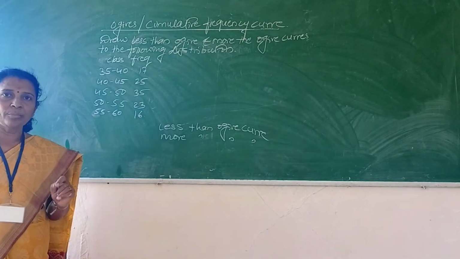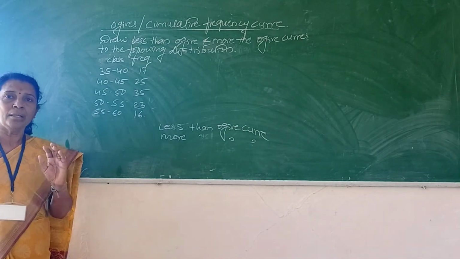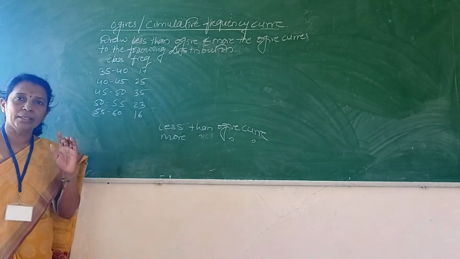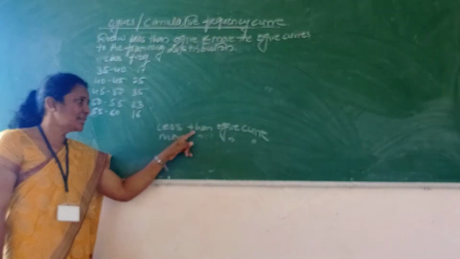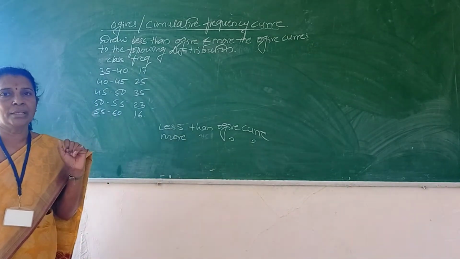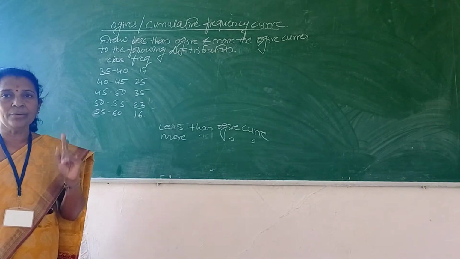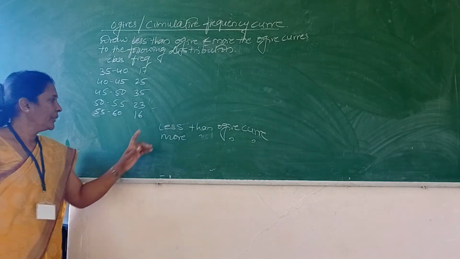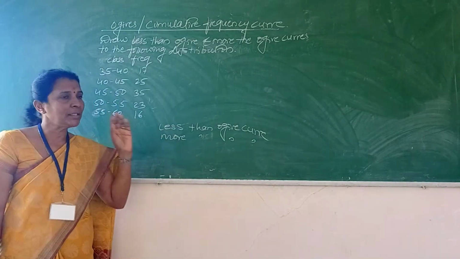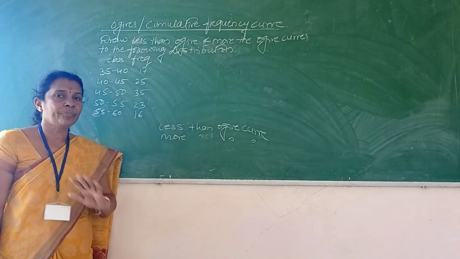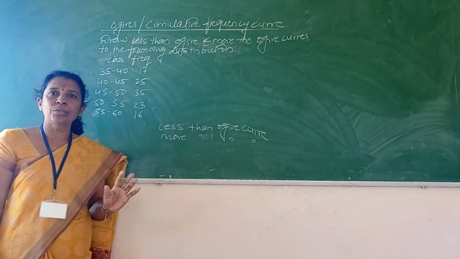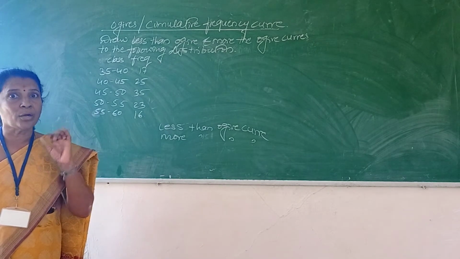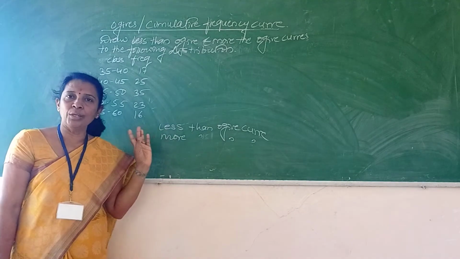Now in the problem, if just Ogives is mentioned, then you have to draw both less than Ogive curve and more than Ogive curve. Or if the problem directly says draw less than Ogive curve, then draw only less than Ogive curve. If it says draw more than Ogive curve, then draw only more than Ogive curve. If it is just Ogives, draw both.